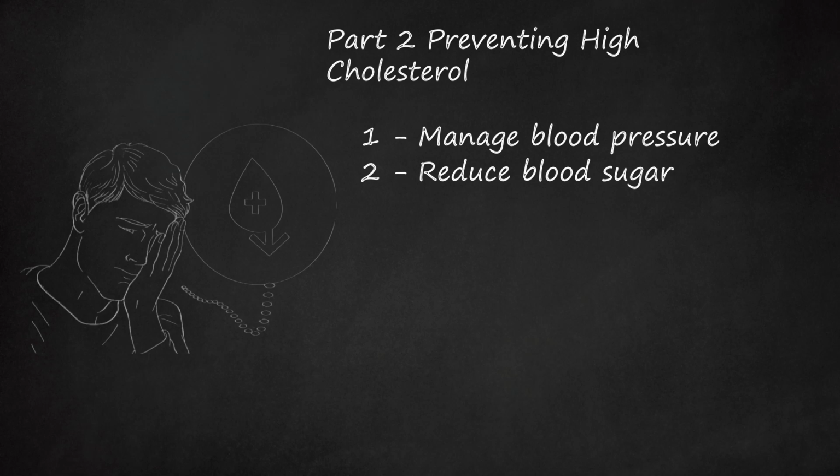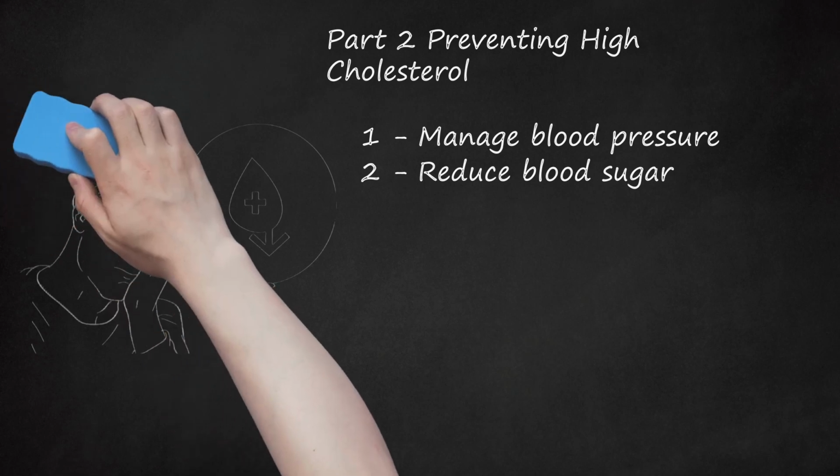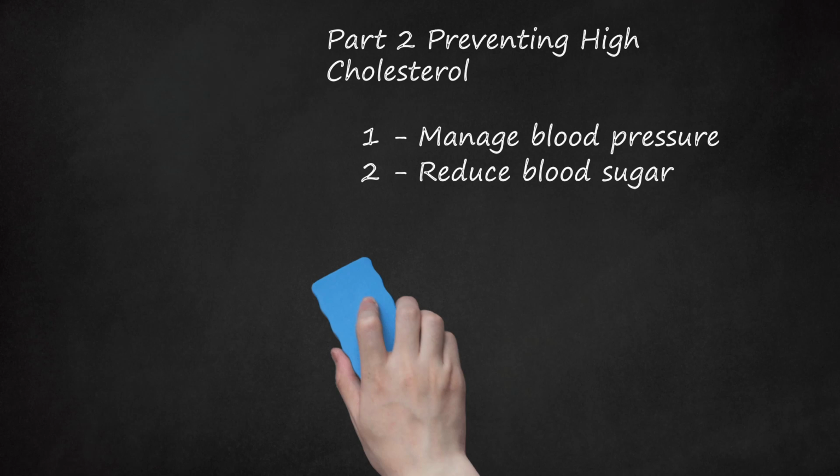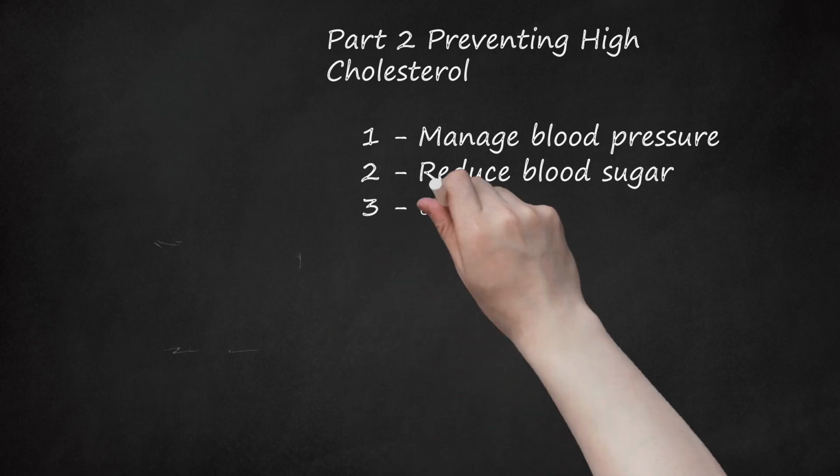If you have a family history or are at risk for diabetes, reduce your weight, eat healthy, and increase your physical activity. These actions can greatly reduce the progression of diabetes. Medication is also available if you have trouble controlling high blood glucose levels and to prevent heart attacks and strokes. 3. Get active.